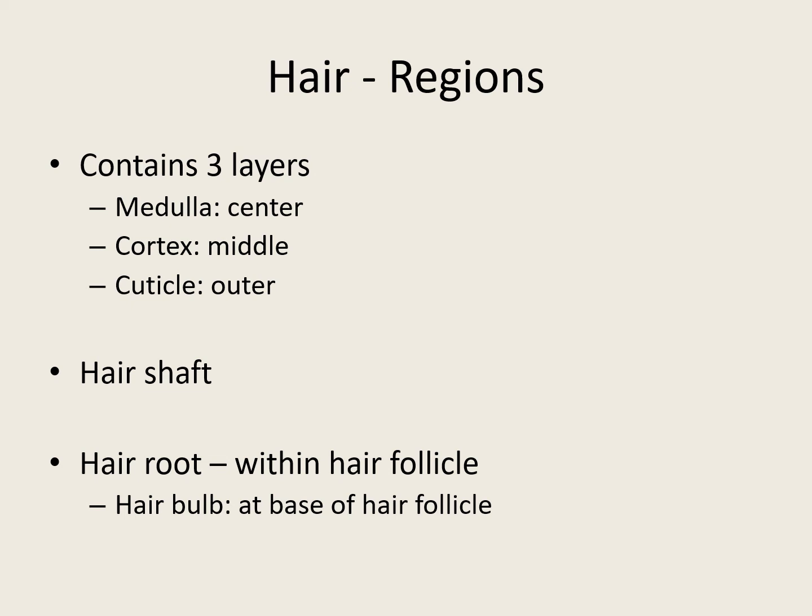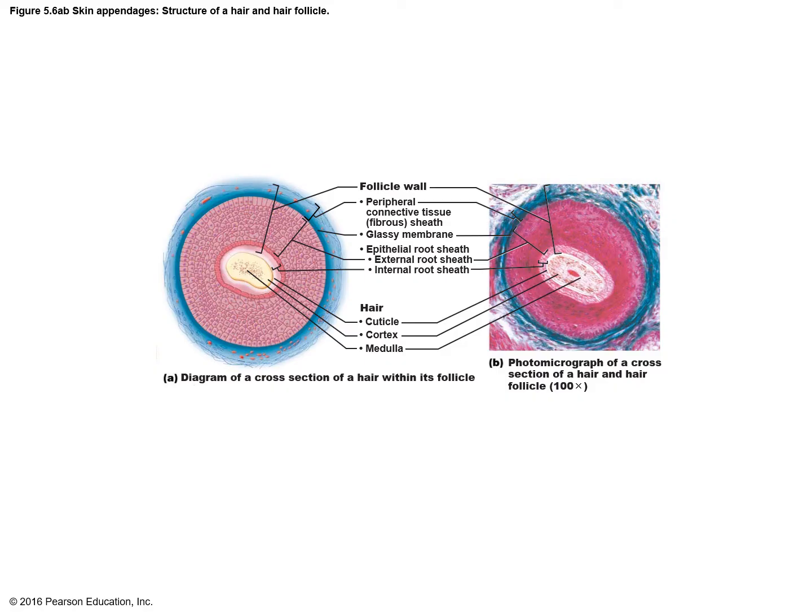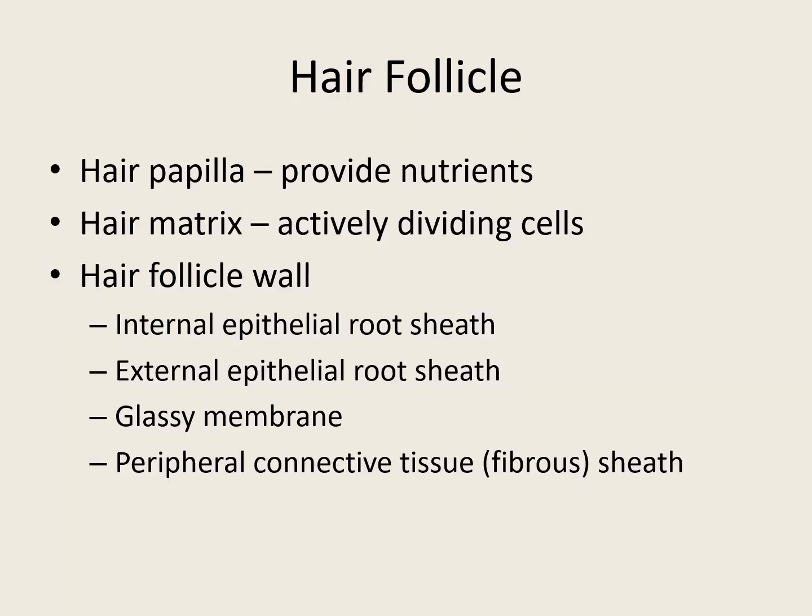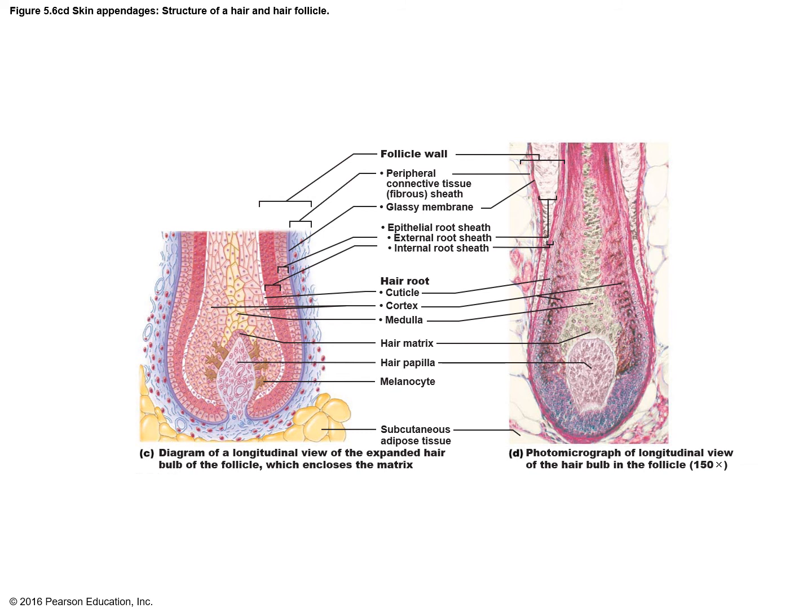The hair bulb is at the base of the hair follicle. So this is showing the 3 different layers: the cuticle, the cortex, and the medulla. And then in the hair follicle, you have the hair papillae, that's where the nutrients are being provided. The hair matrix is where those cells are actively dividing. And then you have the hair follicle.